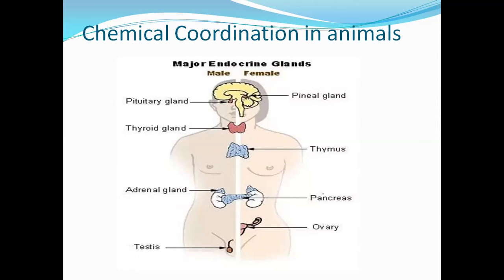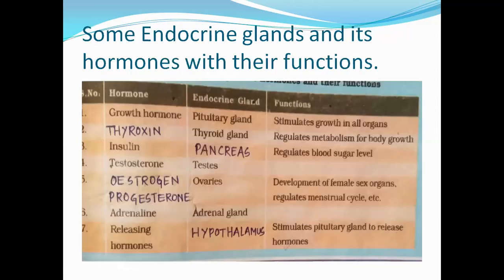Chemical coordination involves hormones, which play an important role. In our body, many endocrine glands are present at different parts of the body and produce hormones. So let us see some of the endocrine glands, hormones, and their functions. This is a picture of different endocrine glands present in our body. This side is the male body and this side is the female body, and the different endocrine glands and their locations are shown in this diagram. This is a table which consists of the different endocrine glands along with their hormones and their functions. They are very important for your exam.